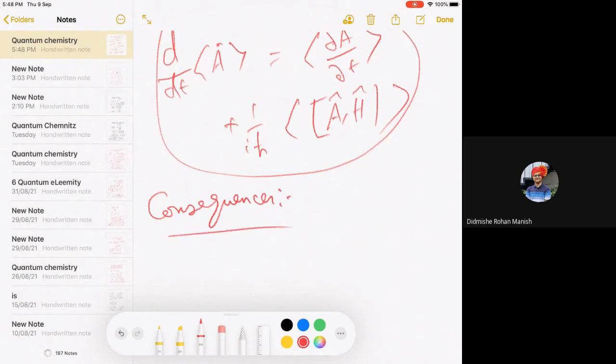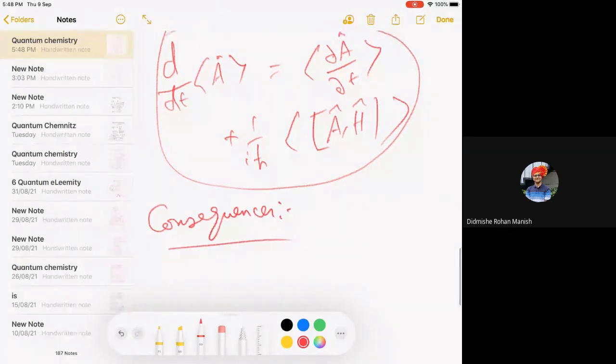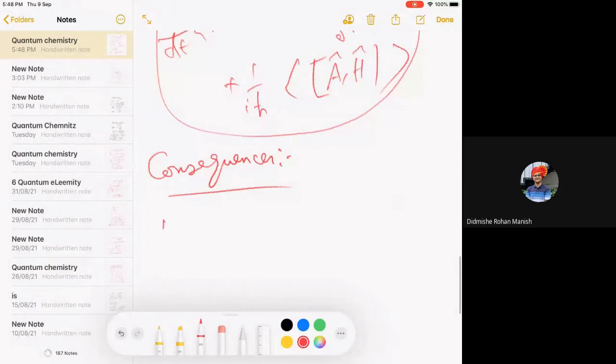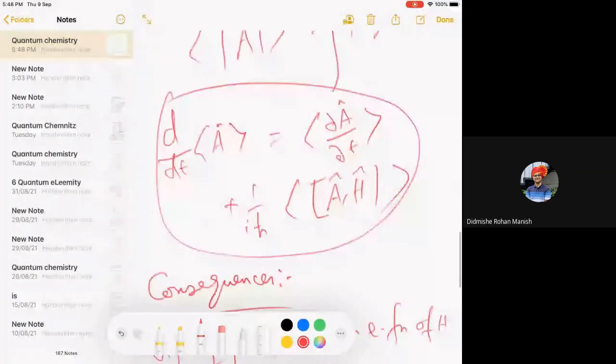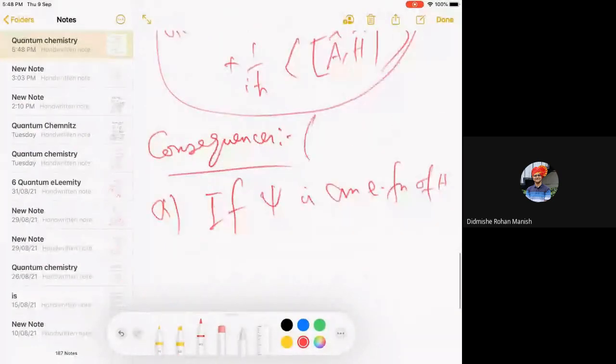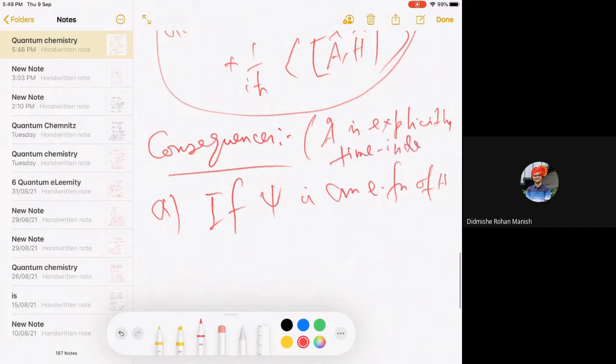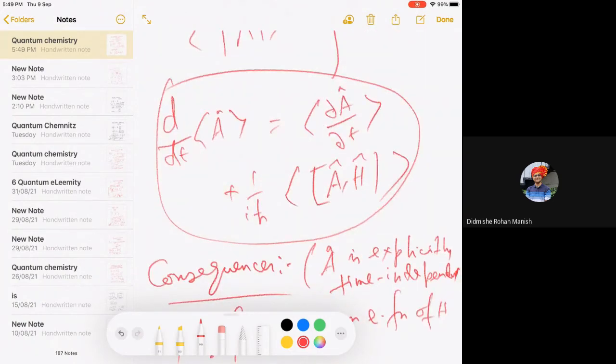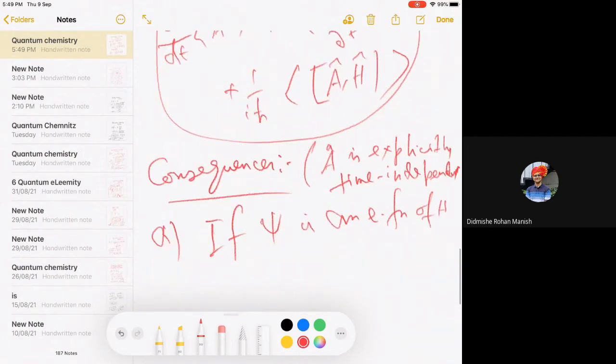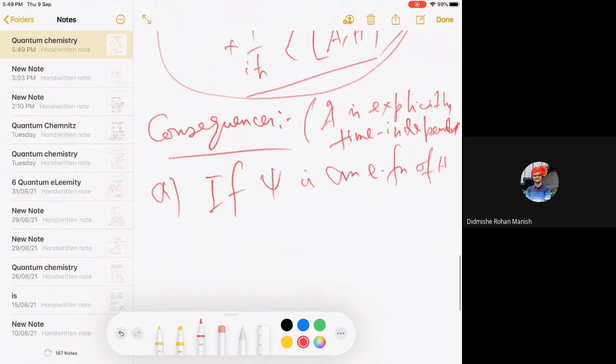So what do you learn from the theorem? One very important part that you have already done is what happens if ψ is an eigenfunction of the Hamiltonian. Remember, we discussed this and we know that this should be time independent. Let us also assume, for all practical purposes, that A is explicitly time independent in all these consequences. So I want to take that out of the equation. That means this part is 0. ∂A/∂t is not there. It is explicitly time independent. So I have only this term to deal with. So let us see what happens if ψ is an eigenfunction.